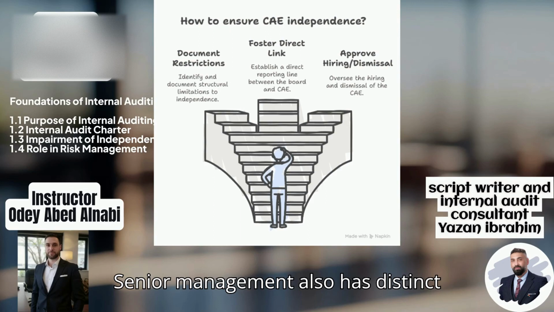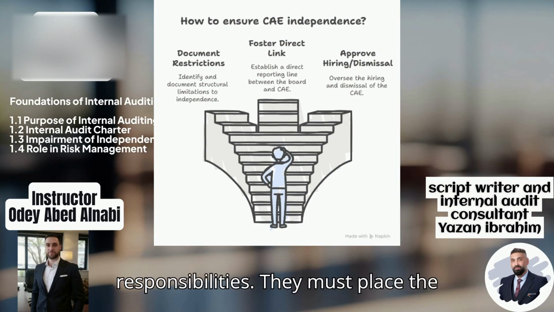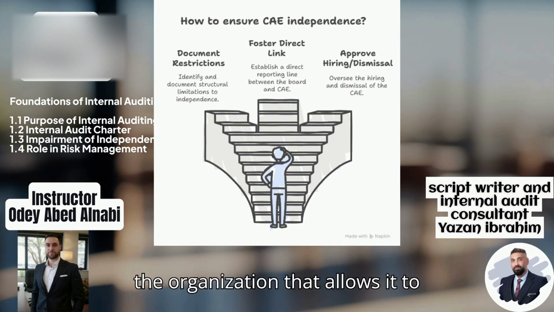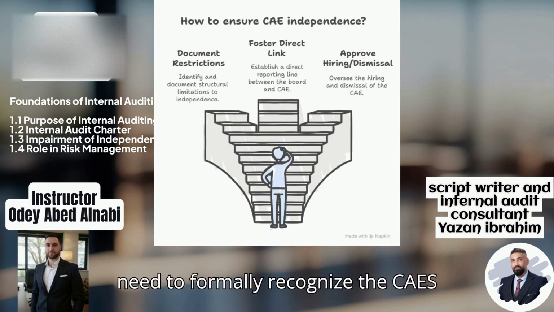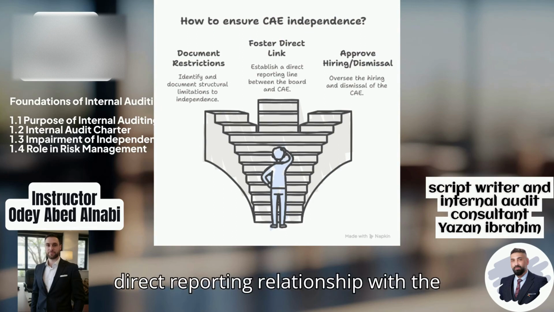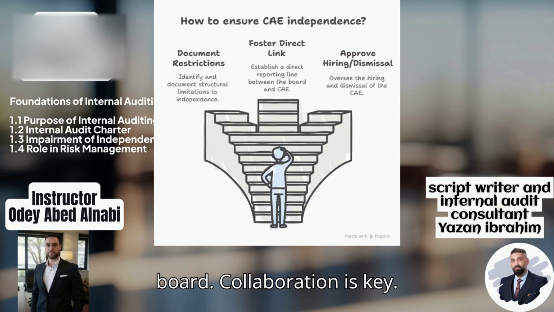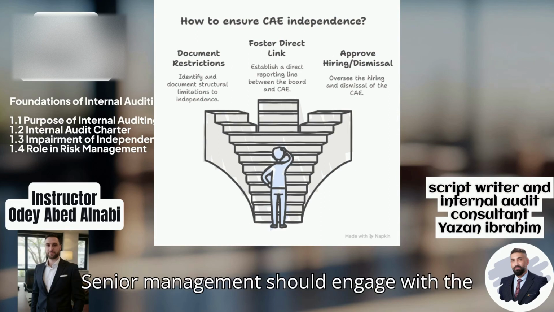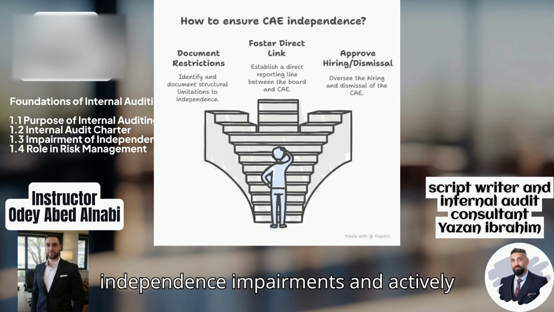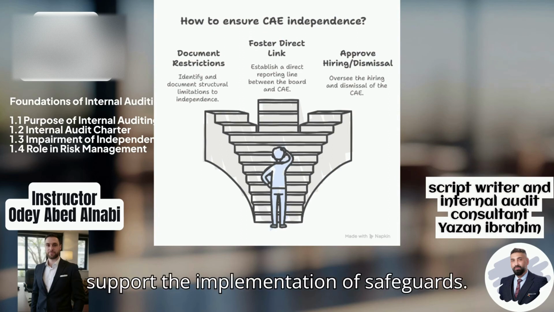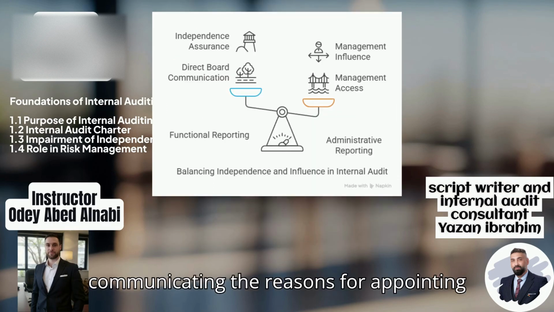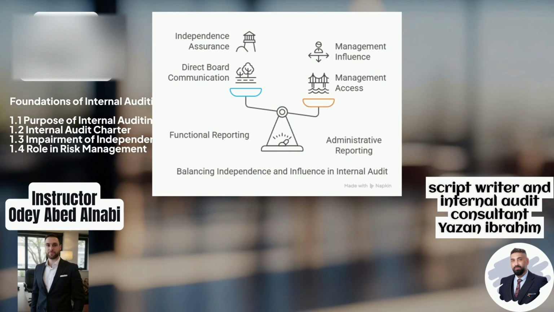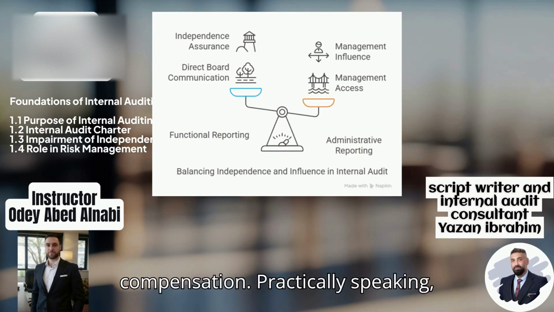Senior management also has distinct responsibilities. They must place the internal audit function at a level within the organization that allows it to operate without interference. They need to formally recognize the CAE's direct reporting relationship with the board. Collaboration is key. Senior management should engage with the board and the CAE to understand potential independence impairments and actively support the implementation of safeguards. They are also responsible for communicating the reasons for appointing or removing a CAE to the board and should seek the board's input on the CAE's performance review and compensation.